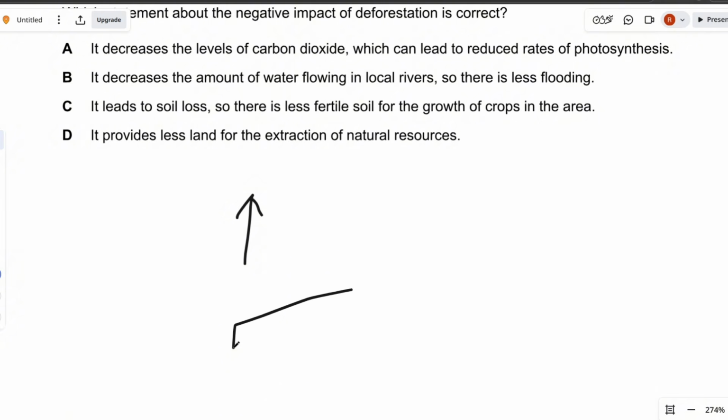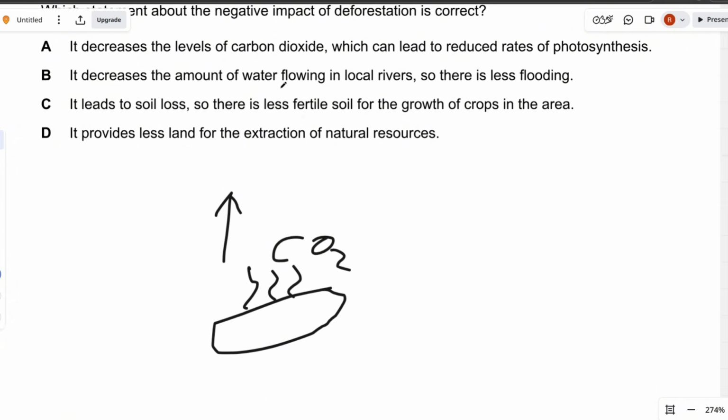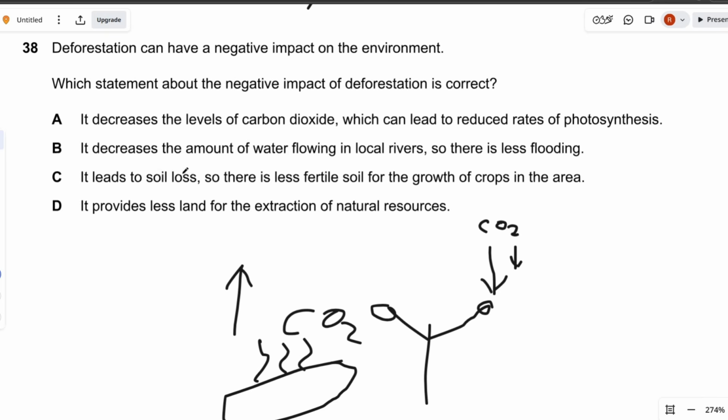two ways. First of all, the dead trees themselves will begin to decompose and release carbon dioxide. And since you have fewer plants carrying out photosynthesis in general, you're reducing the amount of carbon dioxide consumed, and therefore you are increasing carbon dioxide. So no, it does not decrease the levels of carbon dioxide.